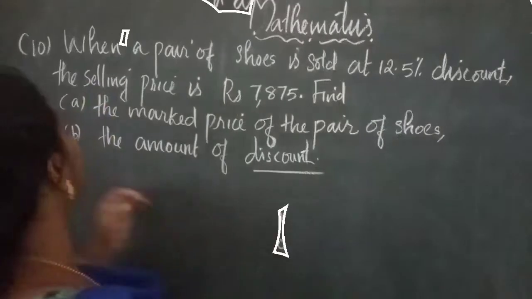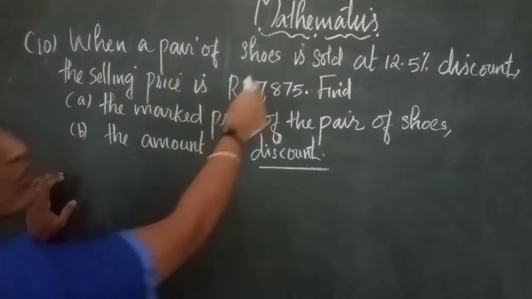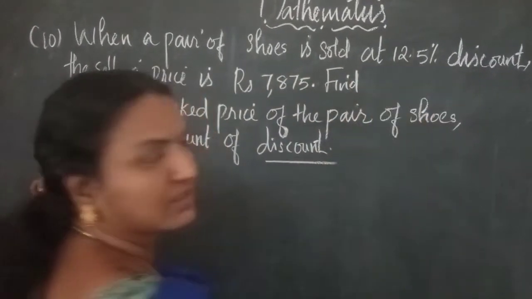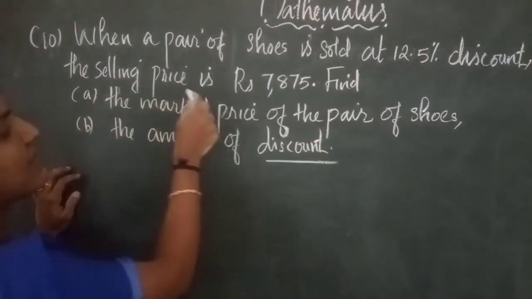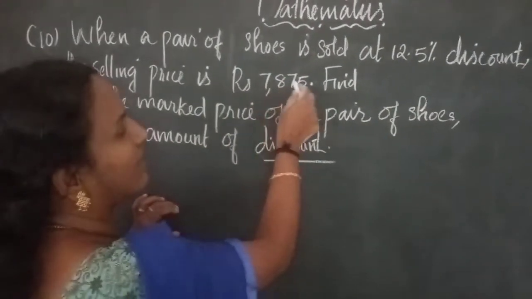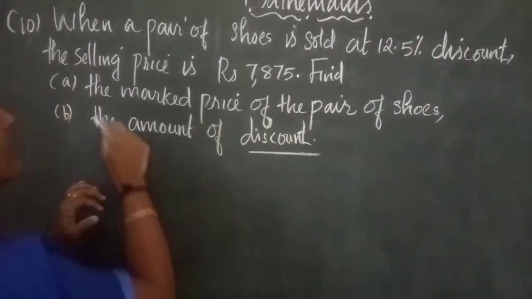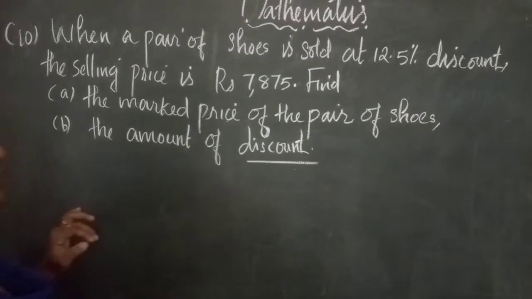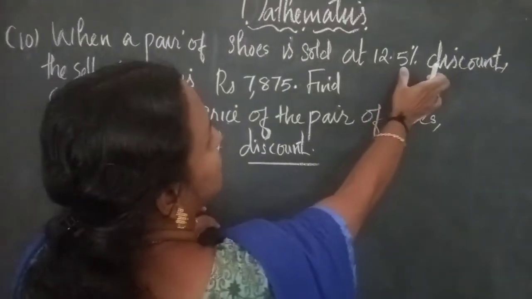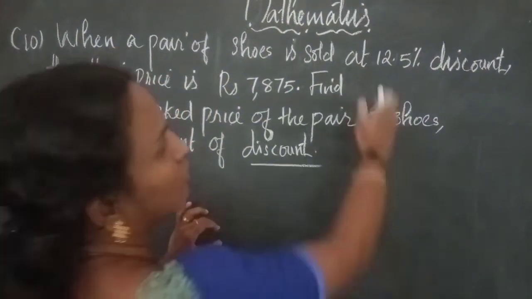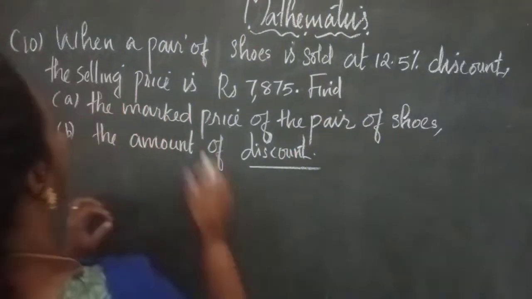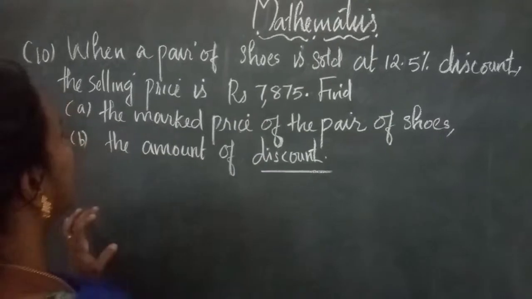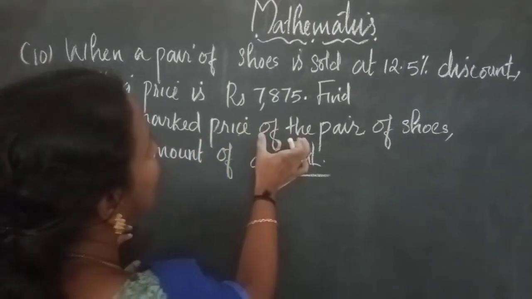Yes. Question number 10. When a pair of shoes is sold at 12.5% discount, the selling price is rupees 7,875. Find the market price and the amount of discount. What is given? Here percentage discount is given, 12.5%, and SP is given, 7,875.